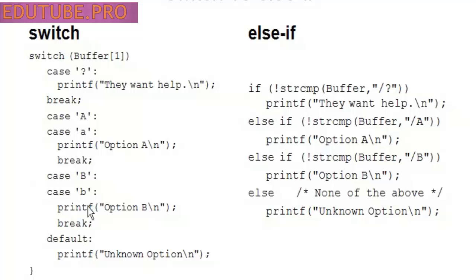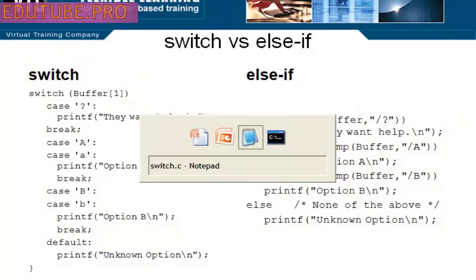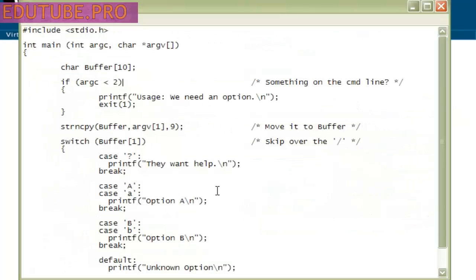If we don't hit A or B, we'll hit the default label down here, which says unknown option, just the way we had our default else, none of the above, over here. All right, so that's what this structure looks like. Let's go take a look at it in code, and I have it over here in switch.c.